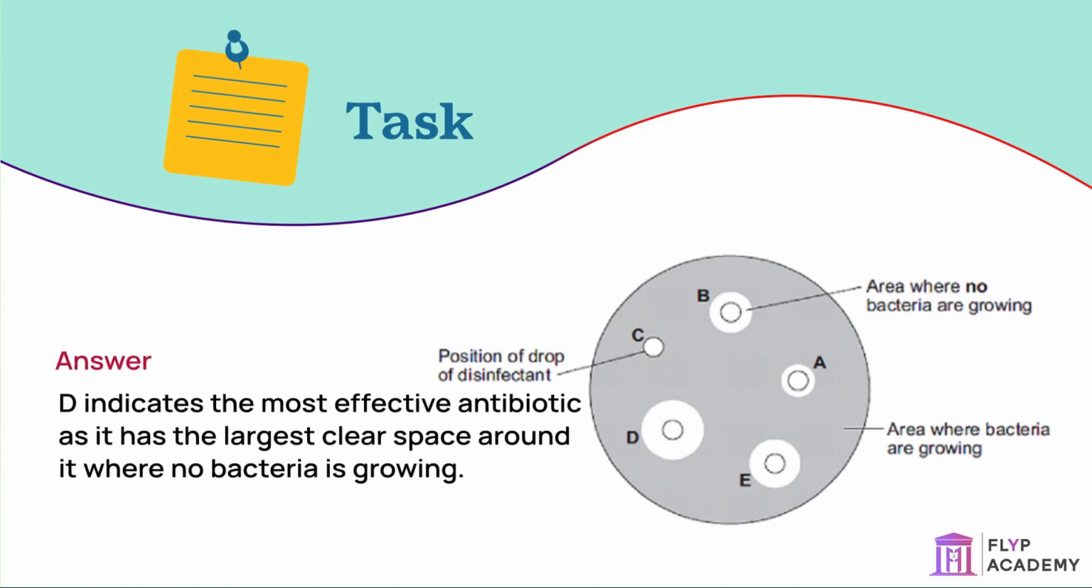D indicates the most effective antibiotic, as it has the largest clear space around it where no bacteria is growing. The bacteria will not grow where there is an effective amount of antibiotic present. The antibiotic will diffuse through the agar and stop the bacteria growing. If bacteria was growing there already, it would kill it, clearing the area.